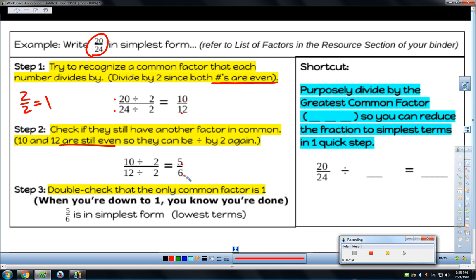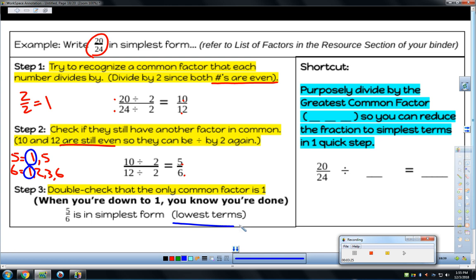When I look at 5/6, if you're looking at your factor sheet, the only way to get 5 is 1 times 5. And for 6, we have 1 times 6 and 2 times 3. The only common factor here is 1, and that's how I know 5/6 is simplified.